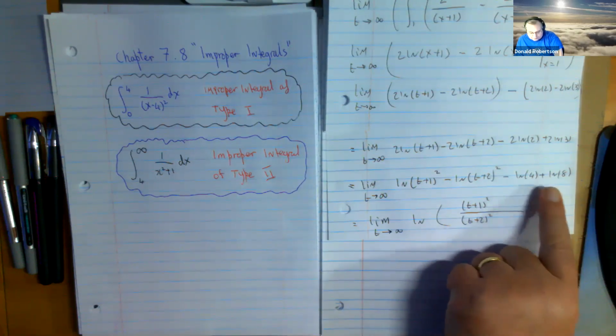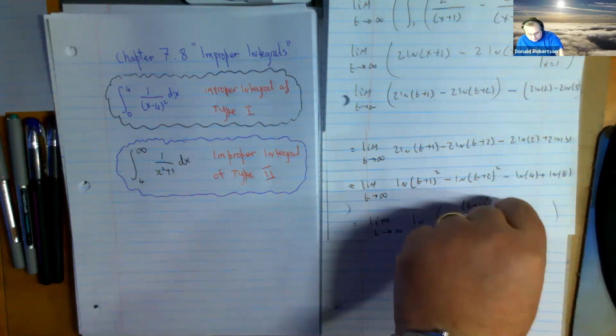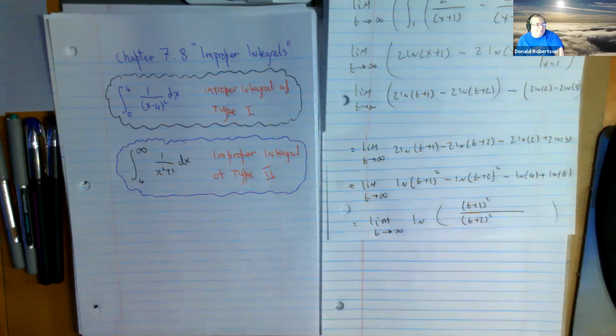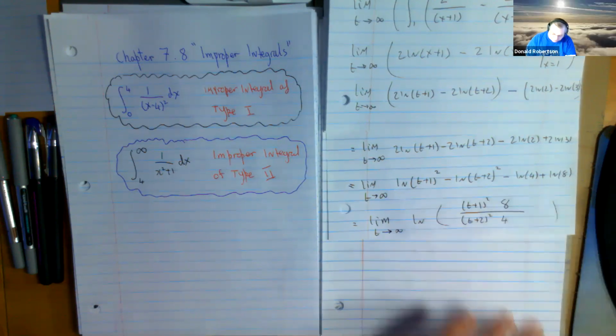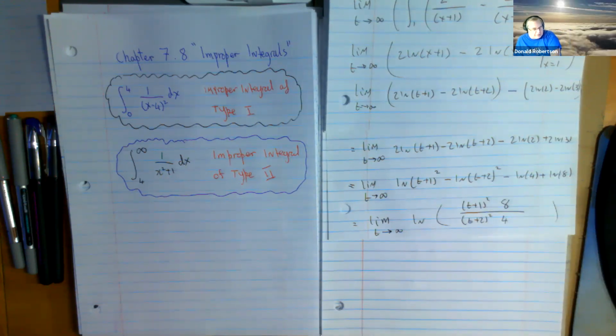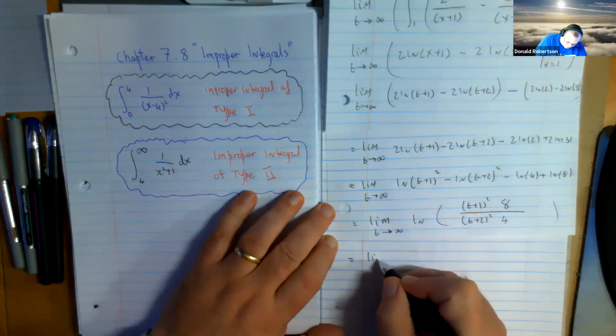Take away the log of 4 and add the log of 8. Right, if you subtract a log of 4, does it go in the top or the bottom? Bottom. And if you add a log of 8, it goes on the top. Do you see I've now got this all together? God, this is a long question.